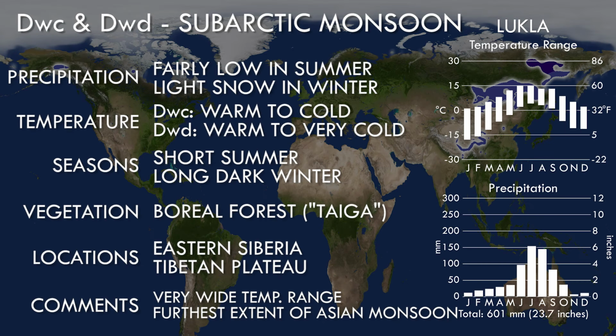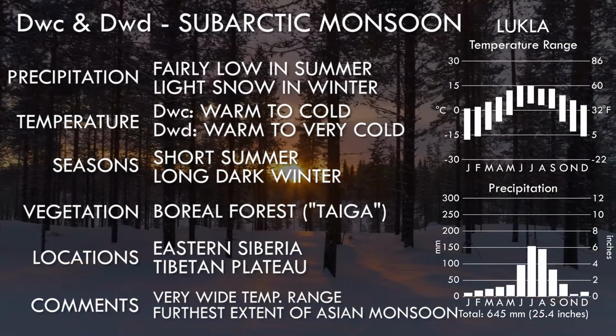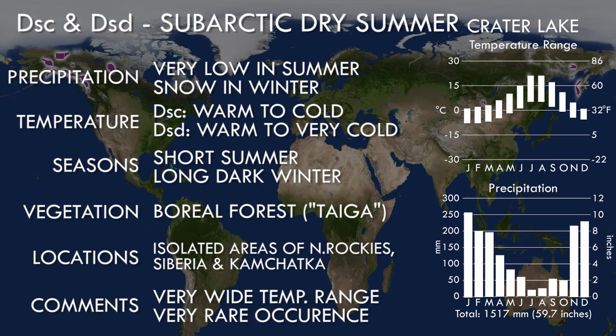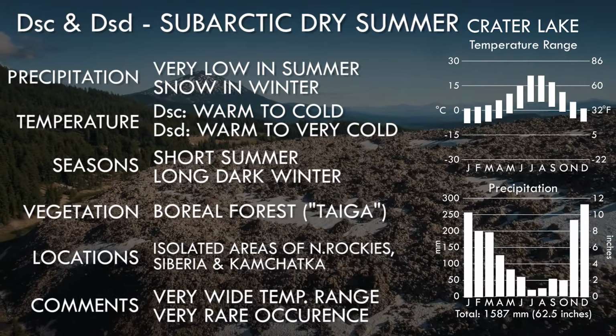DWC and DWD. These subarctic zones are identical to the first two except they have dry winters. They occur only in eastern Siberia. DSC and DSD. These very rare subarctic zones are like the others except that the dry season occurs in summer.